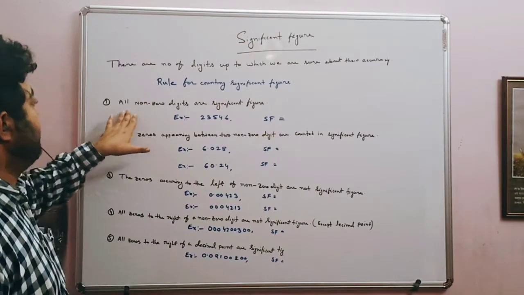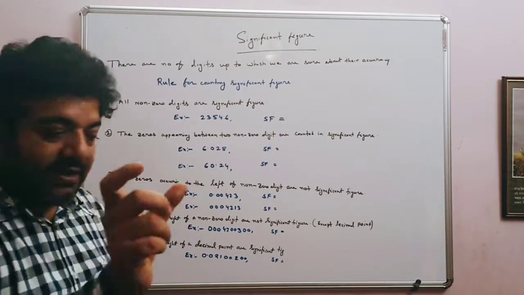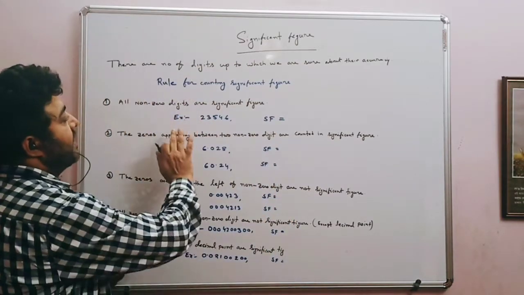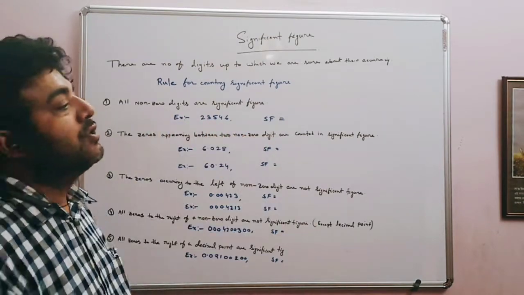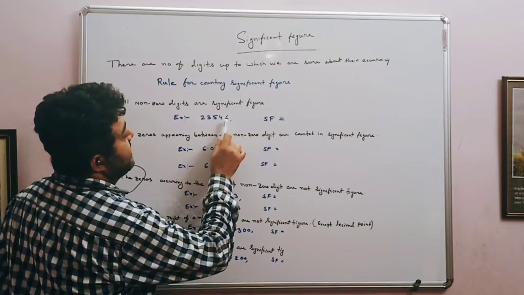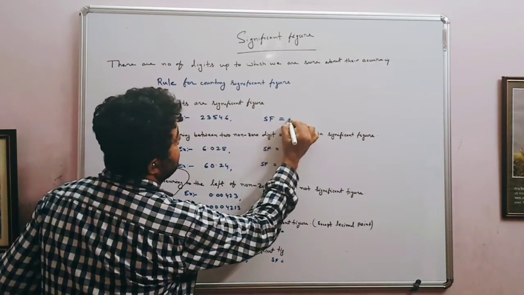So rule number 1: all the non-zero digits are significant figures. Suppose in a given value, all the digits are non-zero. I will give you one example: 2, 3, 5, 4, 6. These are all non-zero, so all these numbers are counted as significant figures. So how many are there? 1, 2, 3, 4, 5. So we can write the number of significant figures is 5.